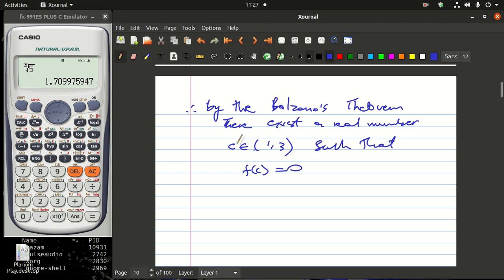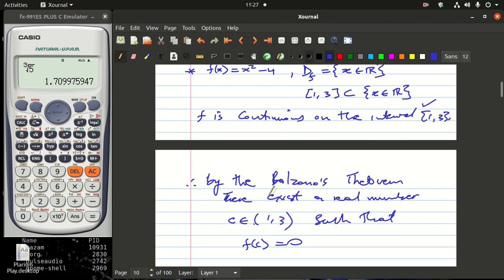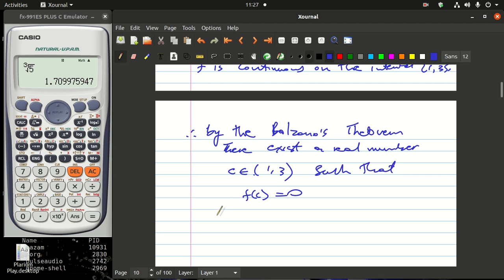So we might not know the value of c, but now that we know it is within this interval, we can even use a computer to find that value c. Of course, in this particular example, if I plug in x = c, I get f(c) = c squared minus 4, and I want this to be equal to 0, which means c minus 2 times c plus 2 is equal to 0. In other words, c is equal to plus or minus 2.